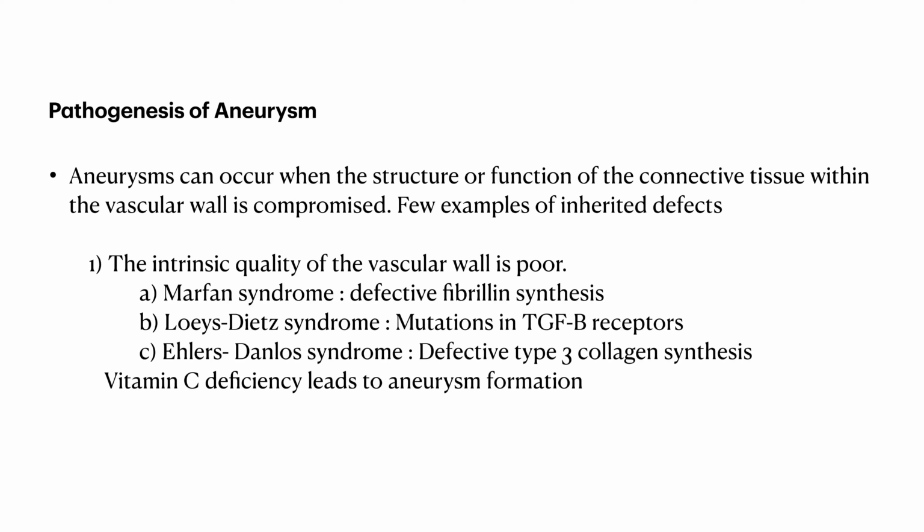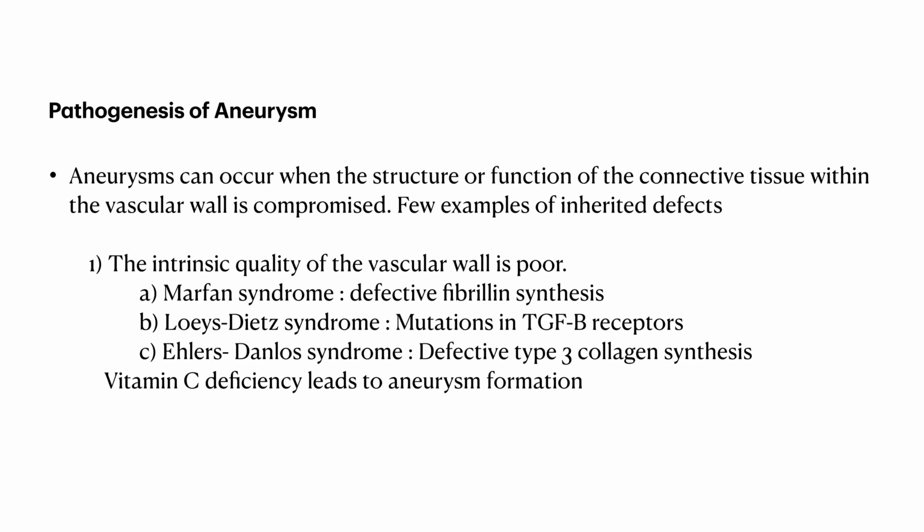Pathogenesis of aneurysm. Aneurysms can occur when the structure or function of the connective tissue within the vascular wall is compromised. There are a few examples of inherited defects in which the intrinsic quality of the vascular wall gets poor. What do you mean by the intrinsic quality of the vascular wall? Intrinsic quality means the quality of the collagen or the elastin in the vascular wall gets poor. Some of the syndromes which have this lower intrinsic quality are Marfan syndrome.